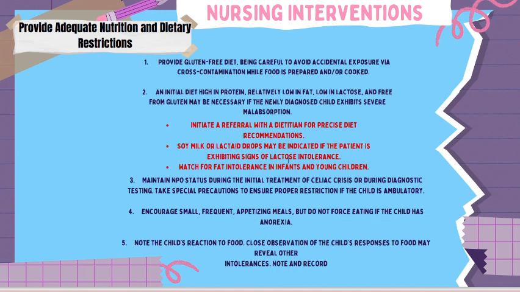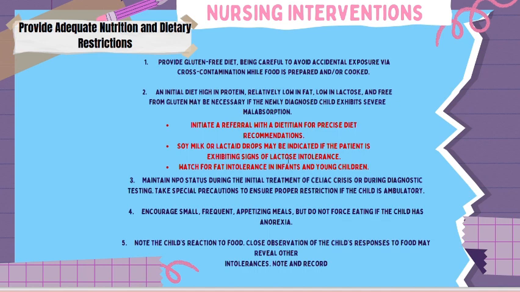So, number five, note the child's reaction to food. Close observation of the child's responses to food may reveal other intolerances. Note and record, for example, food taken and refused, appetite, change in behavior after eating, characteristics and frequency of stools, general disposition. Behavior improvement is commonly seen within 2 to 3 days after diet control is initiated.